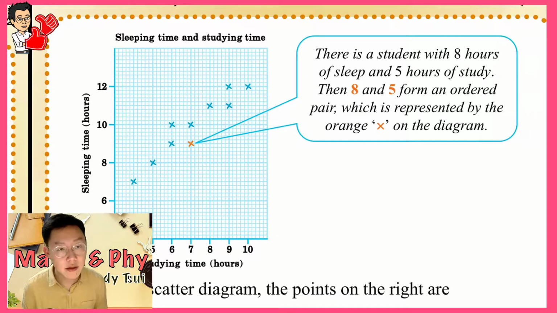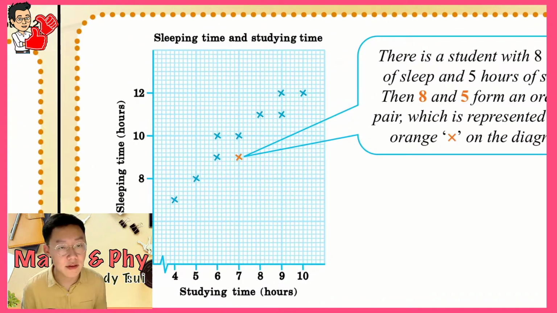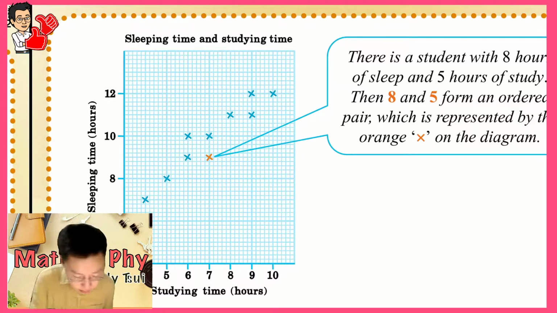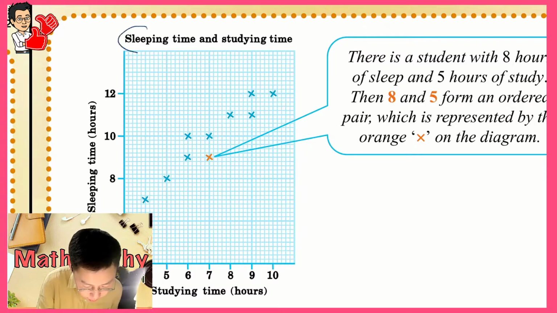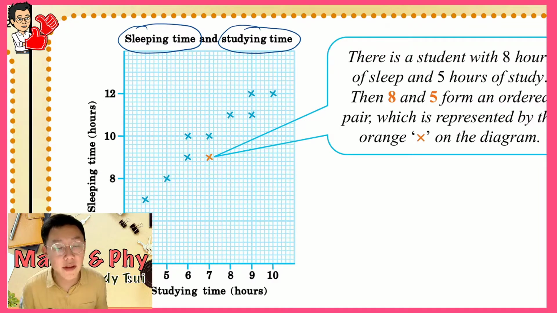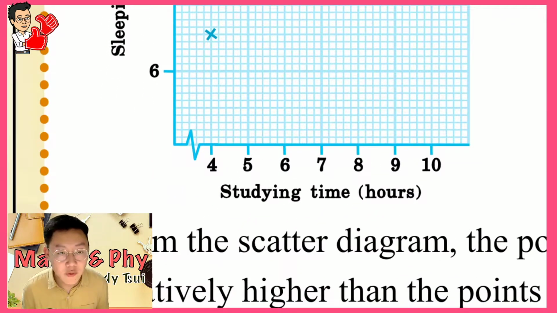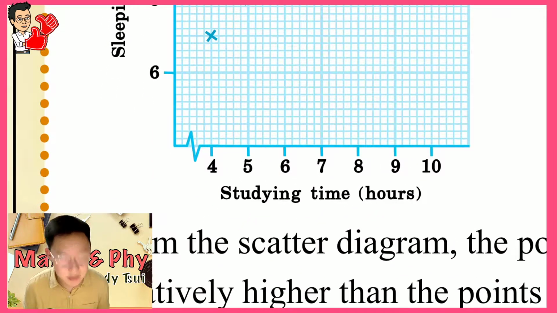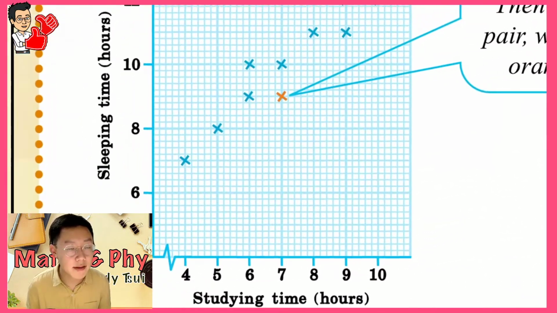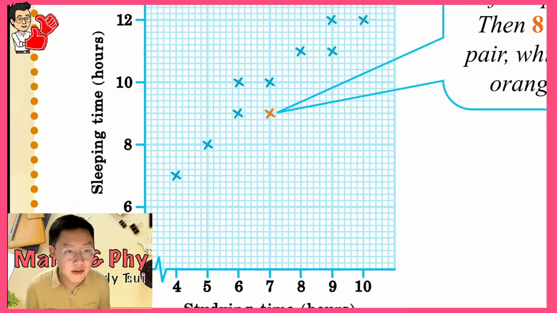Here you can see how the scatter diagram looks like, and this scatter diagram wants to study the relationship between the sleeping times and also the starting times. This is the rectangular coordinate plane. On the x-axis, this is the starting times, and for the y-axis, this is the sleeping times.